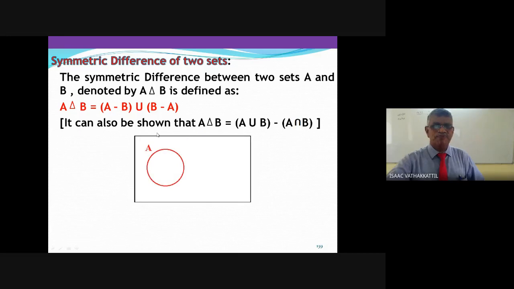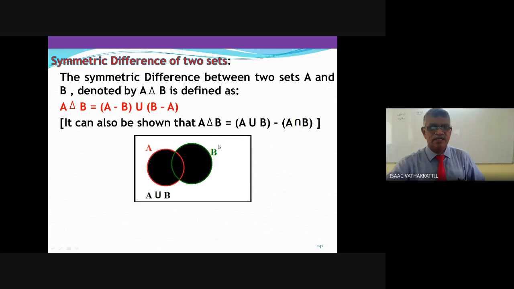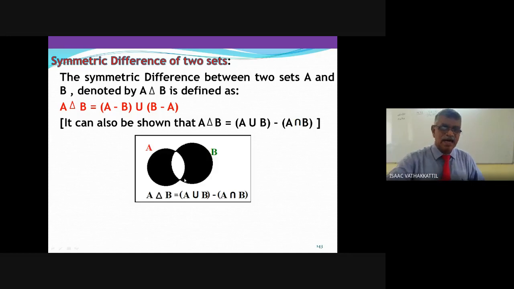Okay? So if you have A and if you have B, where is A minus B? This is A union B. And if you remove A intersection B, that is A delta B. From A union B, remove A intersection B. Can you tell me what is A minus B? This portion is A minus B and this portion is B minus A.